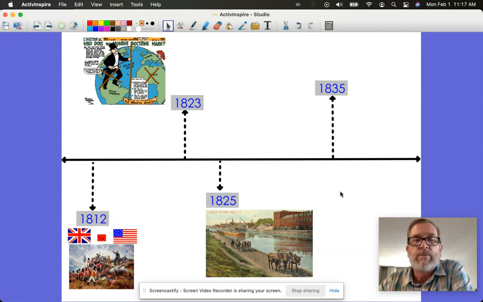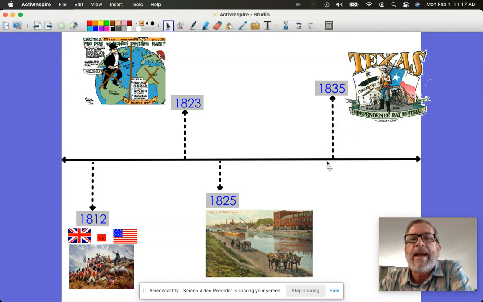1825 comes along. We're going to have the creation of a really important, at least it was at the time, transportation corridor called the Erie Canal. The Erie Canal, by the time it was actually finished, becomes obsolete because railroads will be introduced into the United States. 1835, we have the Texas War of Independence.